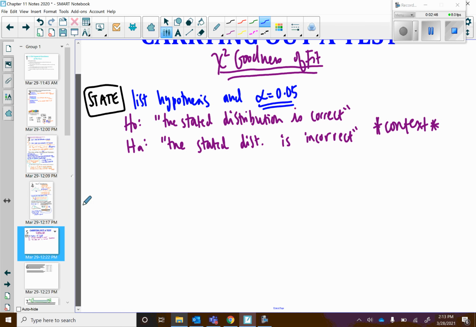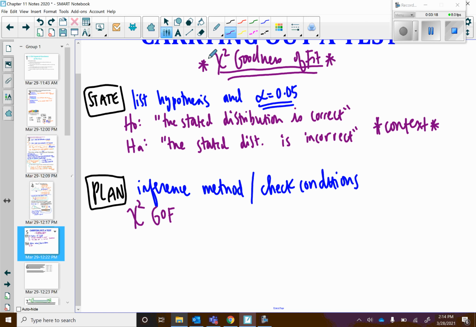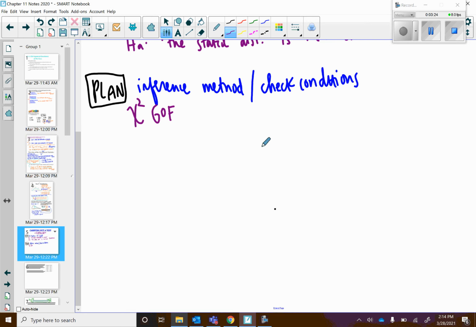Then we go to our plan. In our plan, we are going to list what inference method we are going to use. This is no different. And check conditions. So the inference method we are using, of course, is the chi-squared goodness of fit. I say of course because that is the only test we have talked about really so far. And our conditions are going to be very familiar, which is a good thing.